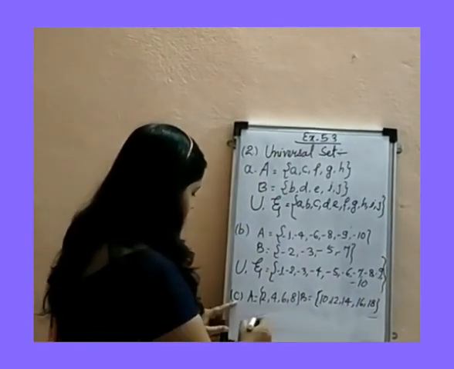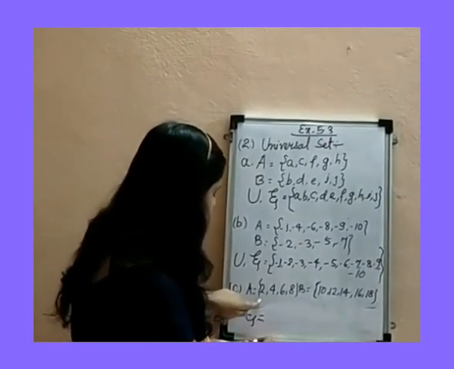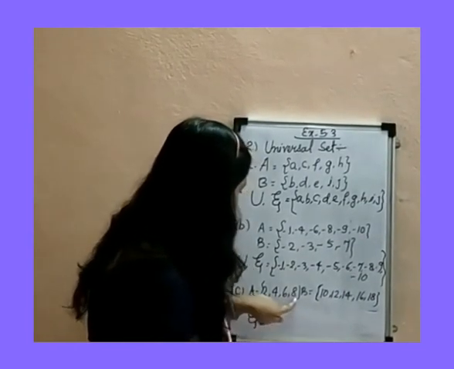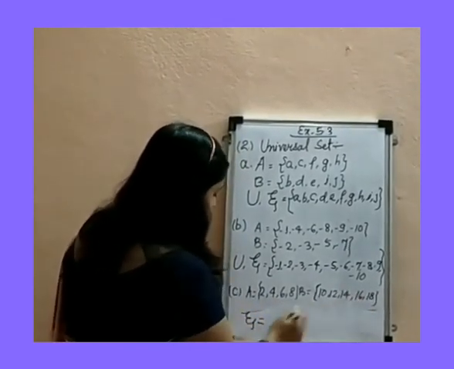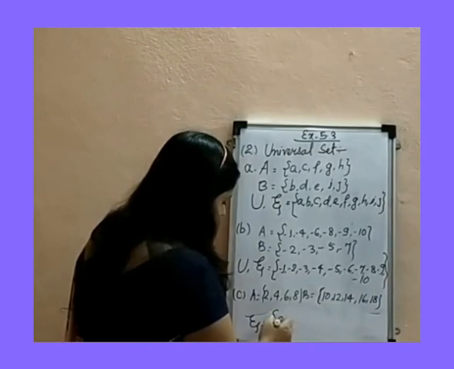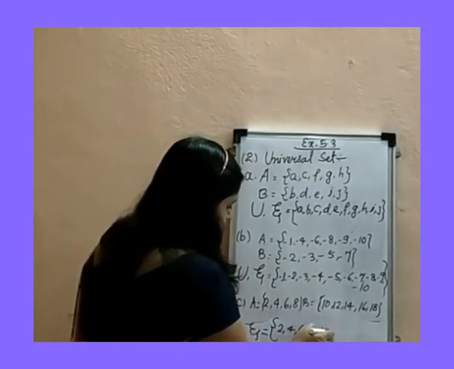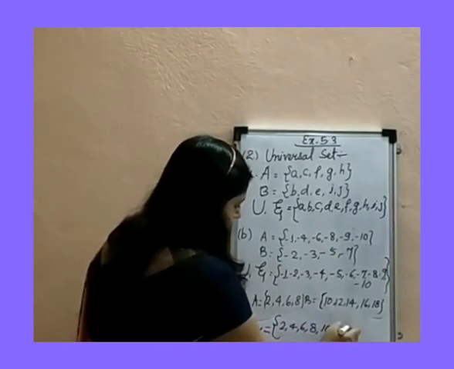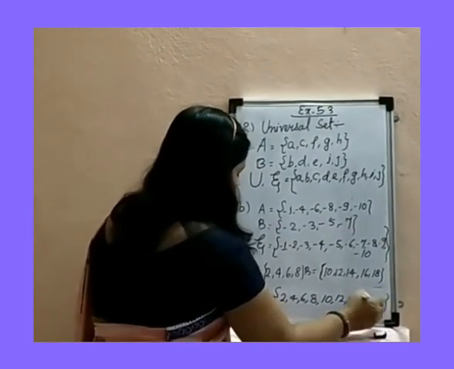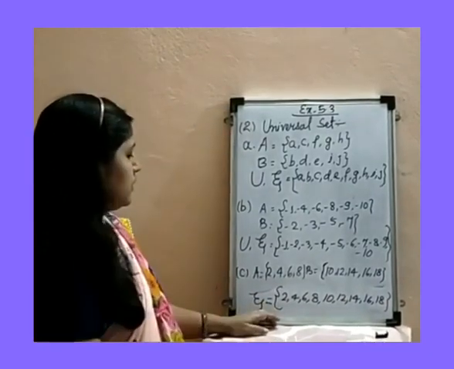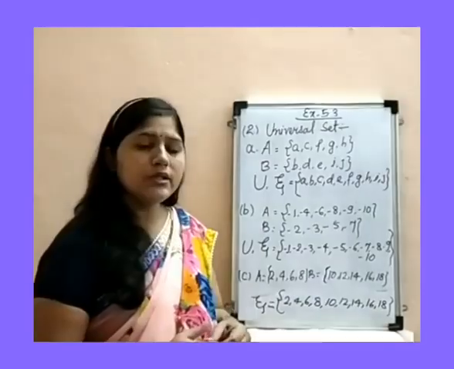Now C. So the universal set for this is all the even numbers starting from 2 up to 18. 2, 4, 6, 8, 10, 12, 14, 16, 18. This is the universal set. Here we have completed 5.3. Remaining questions you can see in the notes.